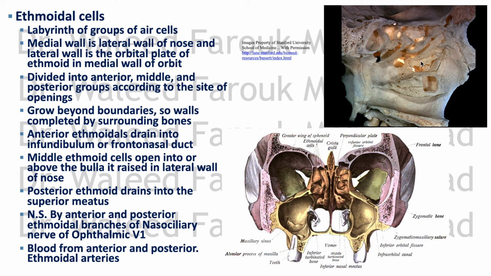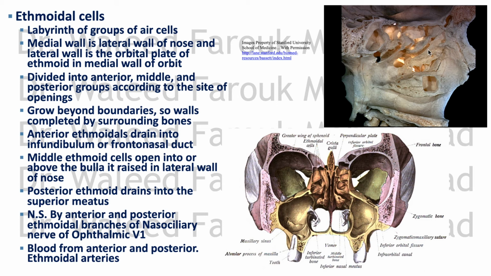The anterior ethmoidal drain with the frontal, or separately, in the anterior end of the hiatus semilunaris. The middle drains into the bulla ethmoidalis itself at the top of the bulla ethmoidalis, and the posterior drain into the superior meatus, as we mentioned during learning the nose, lateral wall of the nose.